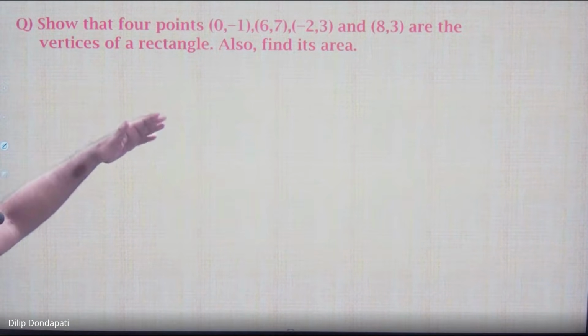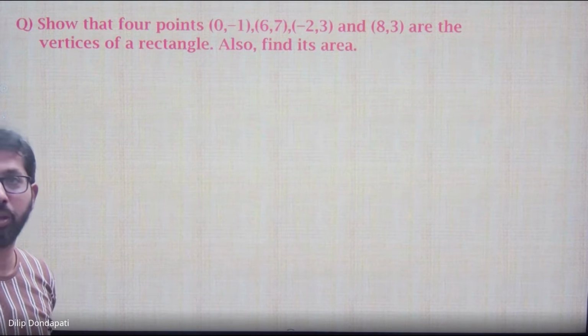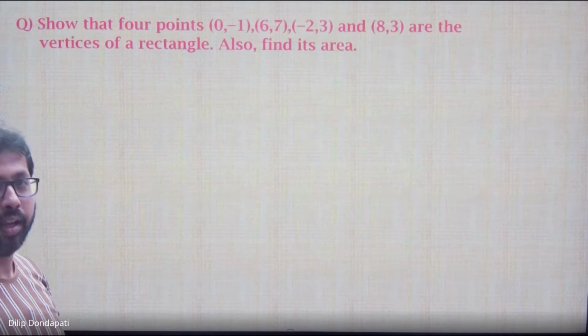Show that the 4 points are the vertices of a rectangle and find the area. So you know the properties of a rectangle, right? Opposite sides are equal and diagonals are also equal.